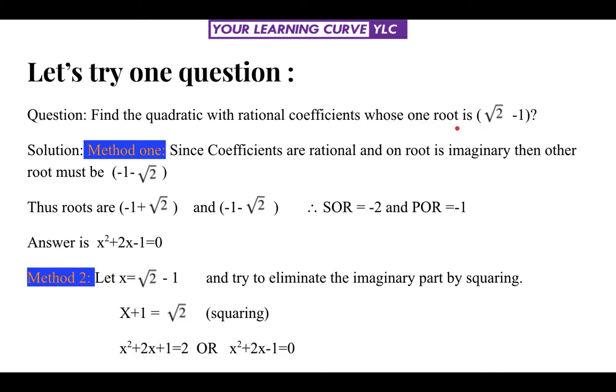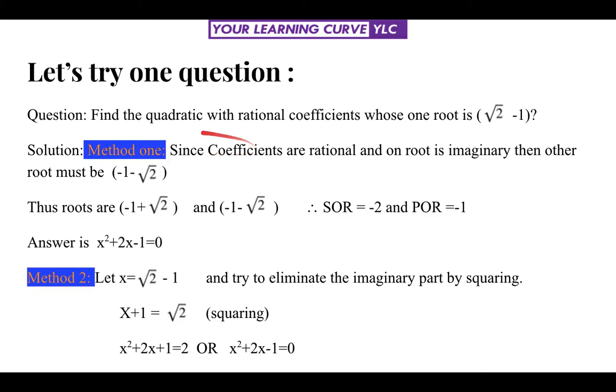My friends, remember one thing, that this is an irrational number, no doubt, root 2, but if you are going to write the conjugate of this number as root 2 plus 1, then you are wrong. In writing the conjugate, we change the sign of the irrational number, or if it is an imaginary number, to write the conjugate, we change the sign of the imaginary part, not the real part. So the conjugate of this number will be minus 1 minus root 2.